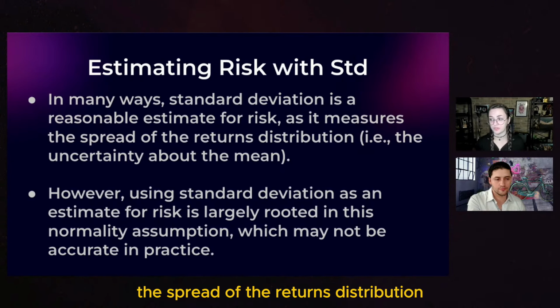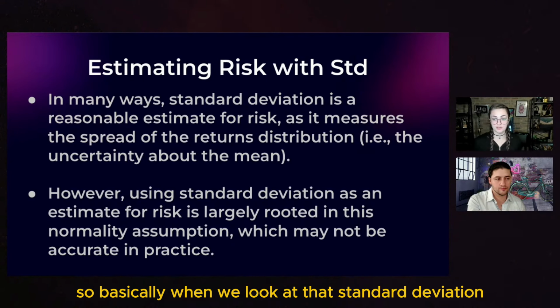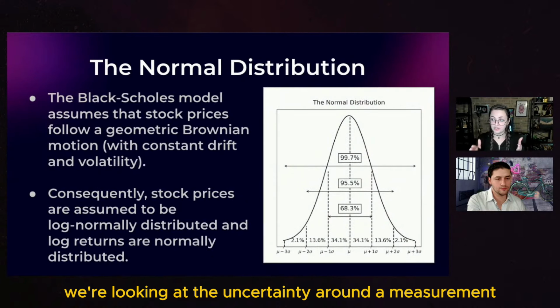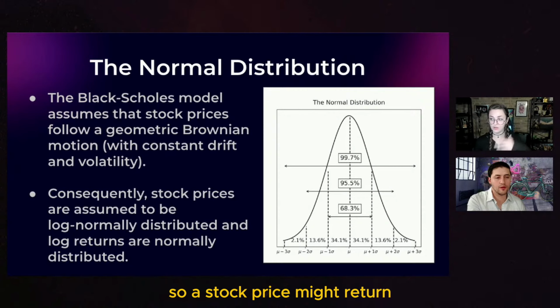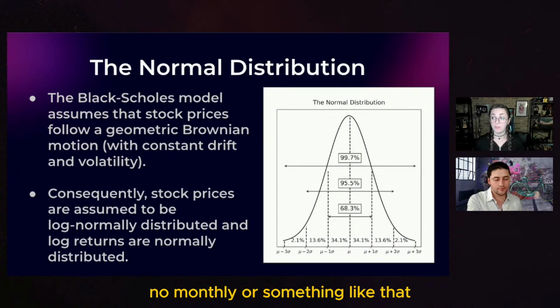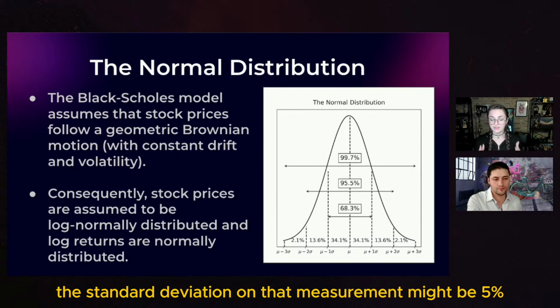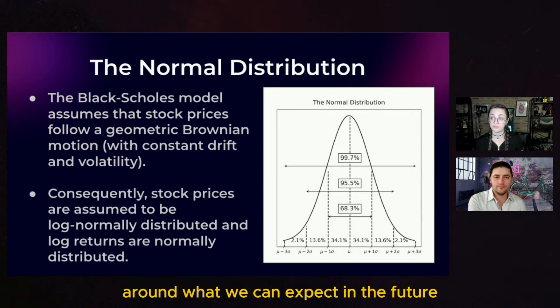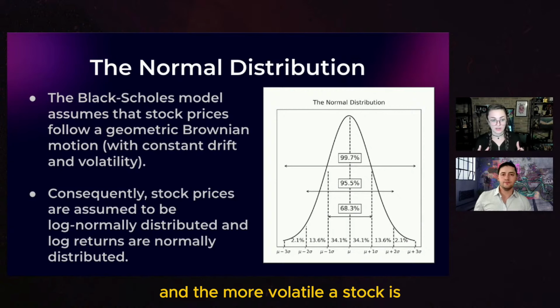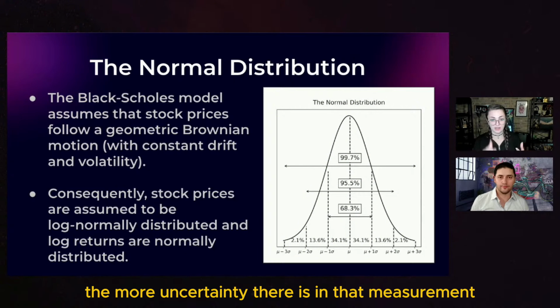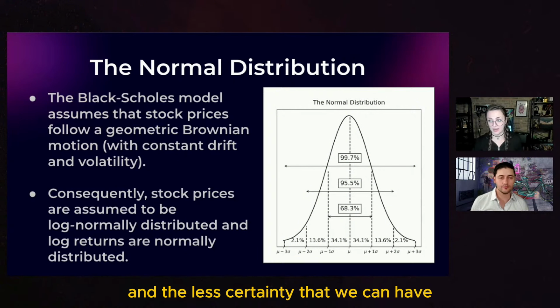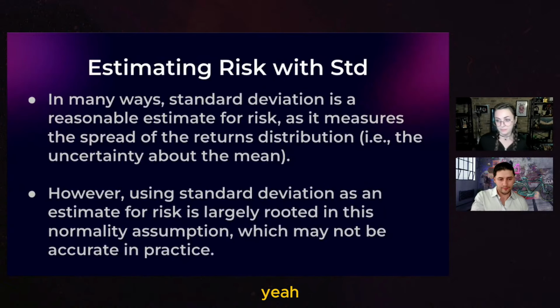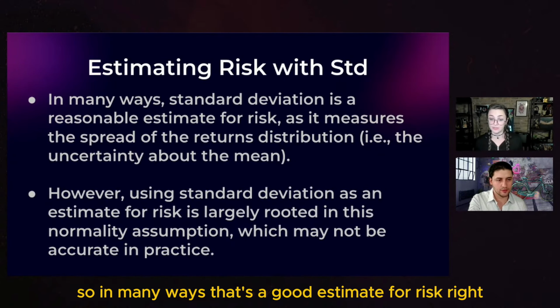of the returns distribution. So basically, when we look at that standard deviation, we're looking at the uncertainty around a measurement. So a stock price might return, monthly or something like that, but the standard deviation on that measurement might be 5%, right? So it shows that there's some degree of uncertainty around what we can expect in the future. And the more volatile a stock is, the more uncertainty there is in that measurement, and the less certainty we can have in terms of future performance. Well, that's an estimate either way. Yeah? Yeah. So in many ways, that's a good estimate for risk, right?